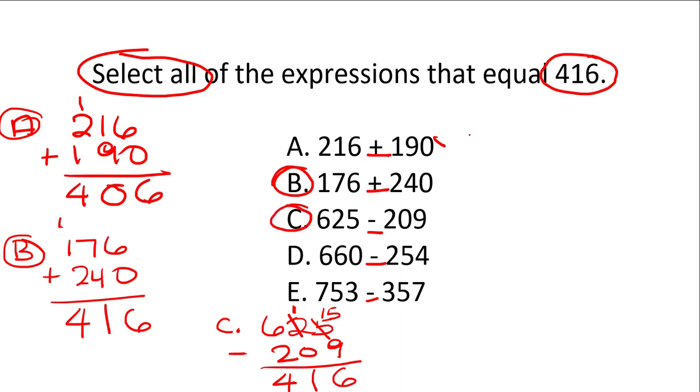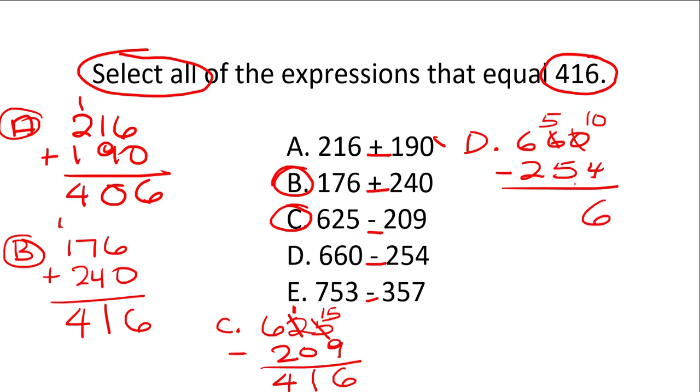Let's move on to D. D is 660 minus 254. 0 minus 4, I can't do that. I have to regroup. So the 6 becomes a 5 and the 0 becomes 10. 10 minus 4 is 6. 5 minus 5 is 0. 6 minus 2, well, that's 4. So we're looking at 406 for letter D. So D and A does not work out so far, but B and C does.